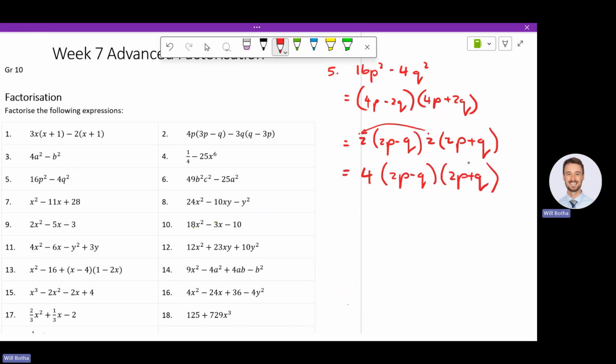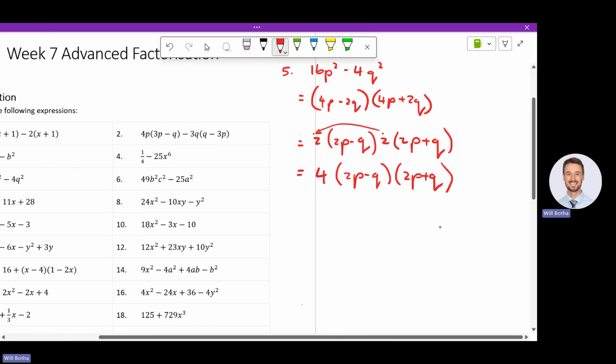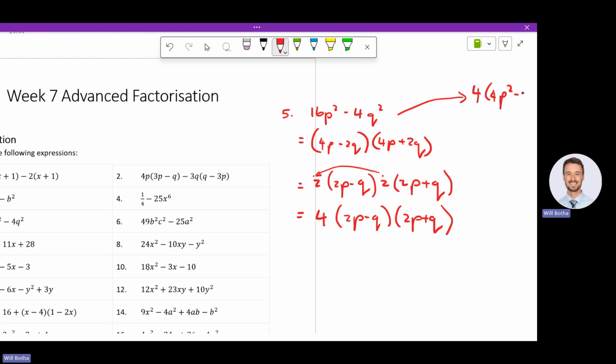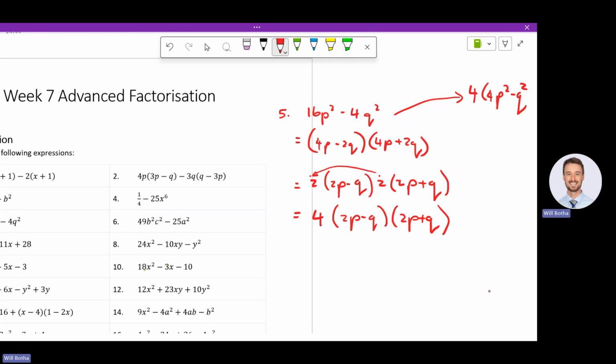How can I prevent this disaster from the start? By starting with step 1, which should always be step 1: take out a common factor. If I start by taking out a common factor, then the question will look like this. And just give me some space here.